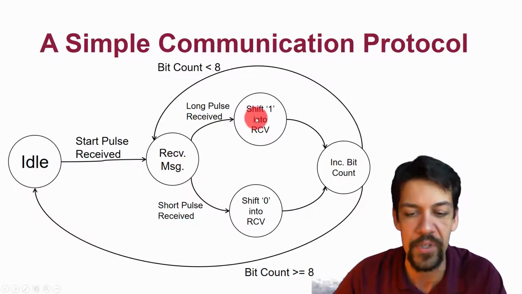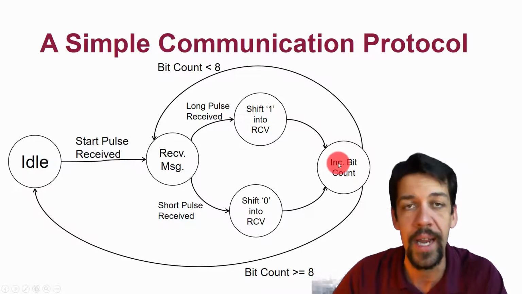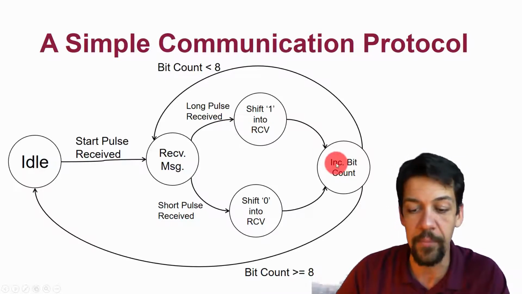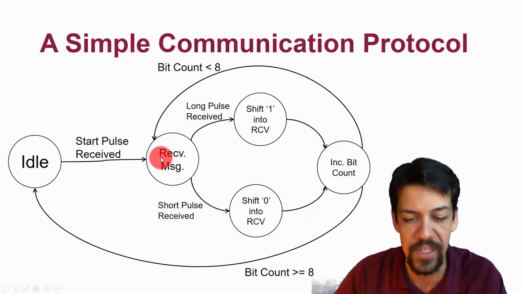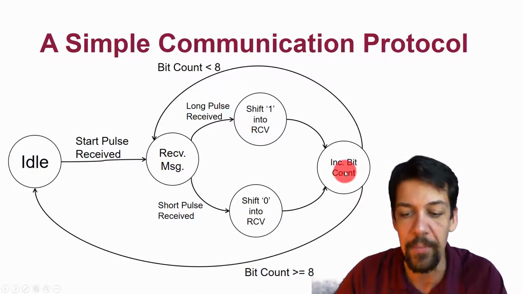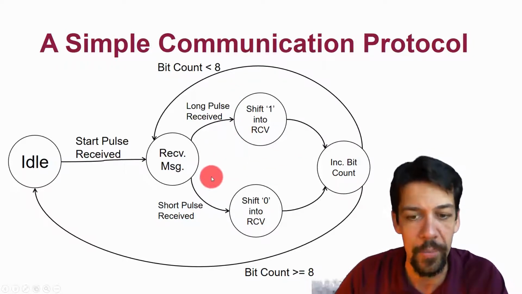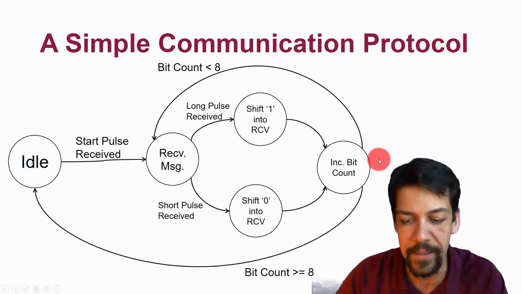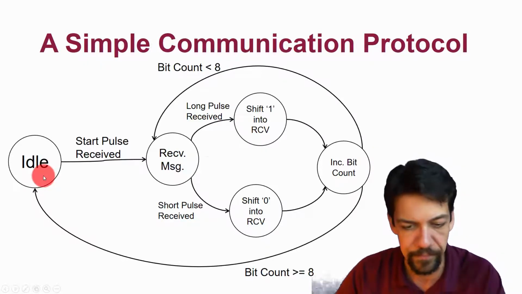If I get a long pulse, I'm going to take that as a 1 and shift it into my receive register, and increment my bit count. If I haven't seen a whole frame yet, I go back to the receive message state. If I receive a short pulse, I'll take that as a 0, add that to my receive register, and increment my bit count. I keep repeating this cycle of long and short pulses until I get an entire byte, which should take me back to the idle state.